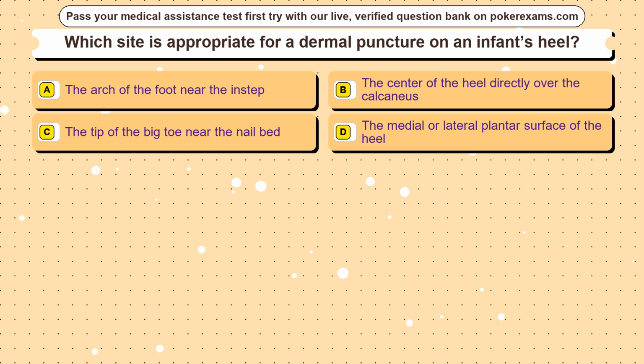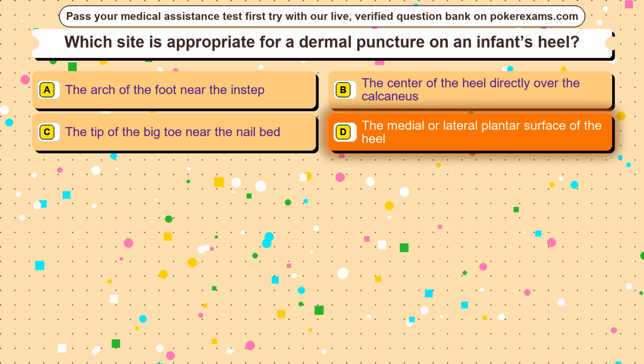Question 66. Which site is appropriate for a dermal puncture on an infant's heel? Option A, the arch of the foot near the instep. Option B, the center of the heel directly over the calcaneus. Option C, the tip of the big toe near the nail bed. Option D, the medial or lateral plantar surface of the heel. The correct answer is option D, the medial or lateral plantar surface of the heel.